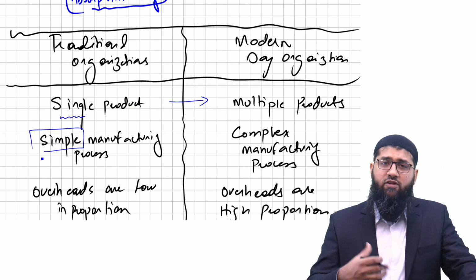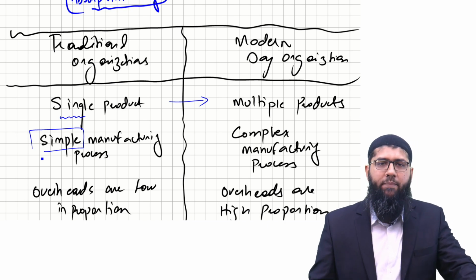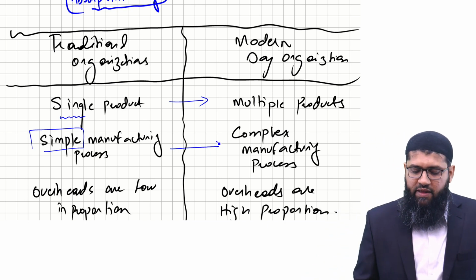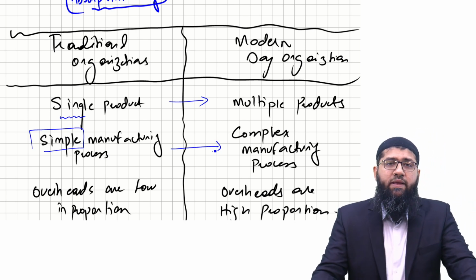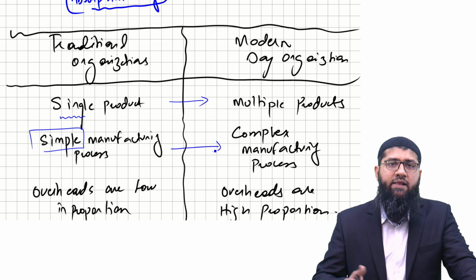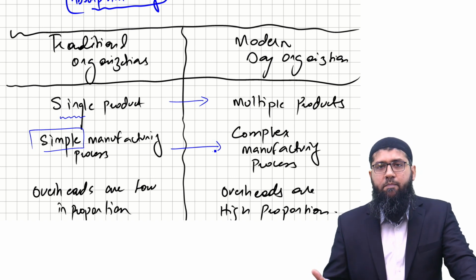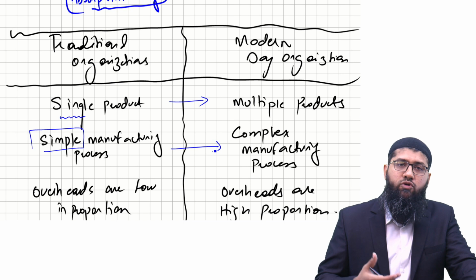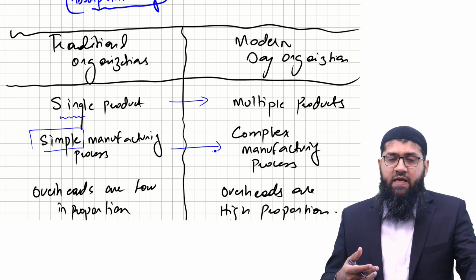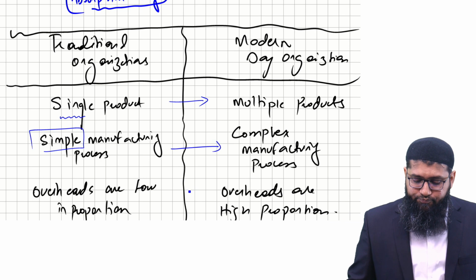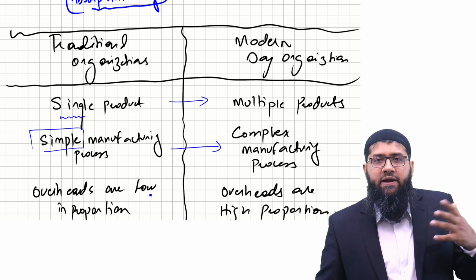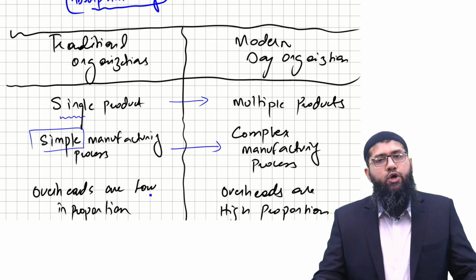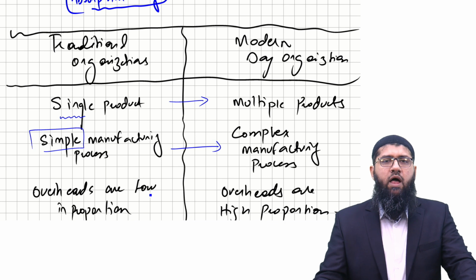Modern-day organizations have complex manufacturing processes. What do we mean by complex manufacturing processes? This means the manufacturing process has multiple steps and stages. It's not a simple product; it is a product that undergoes various stages and steps, and then ultimately the finished product is produced. Thirdly, historically organizations were more labor intensive, not machine intensive. Over a period of time, modern-day organizations have become more machine intensive.